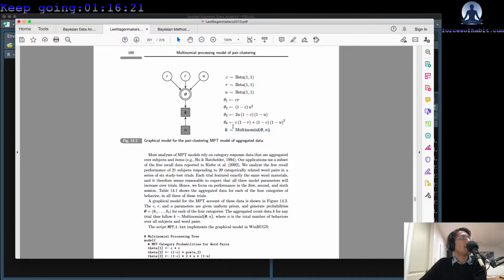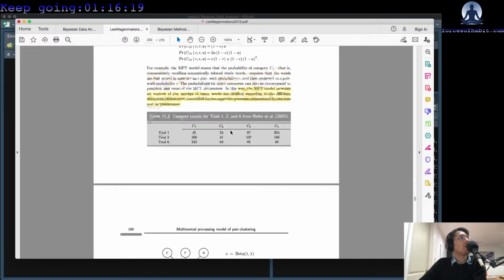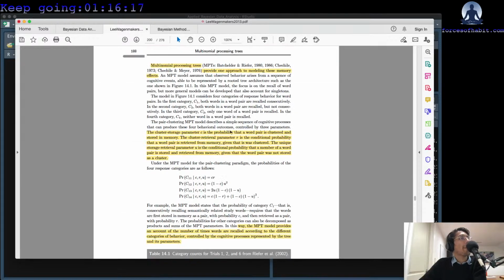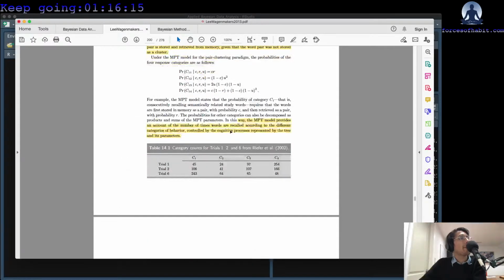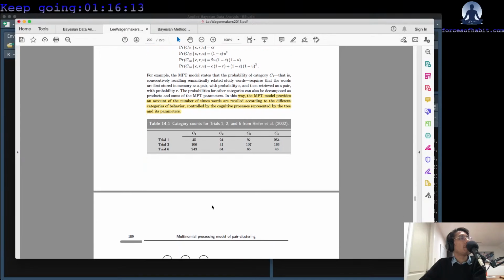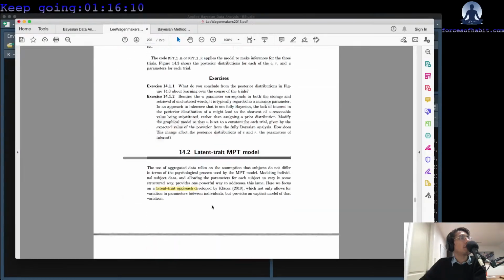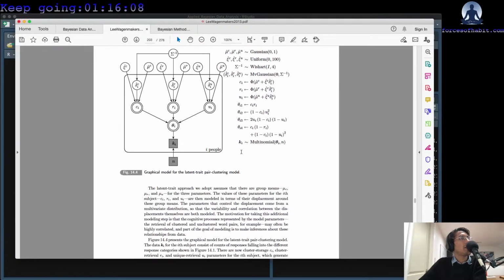Already multinomial. So in this case, we had 3 k's, right? For each of the 1, 2, and 6 trials. But in this case, we'll have a matrix of k's for each subject. So the only thing I'm not that clear about then is what this sort of omnibus distribution is.